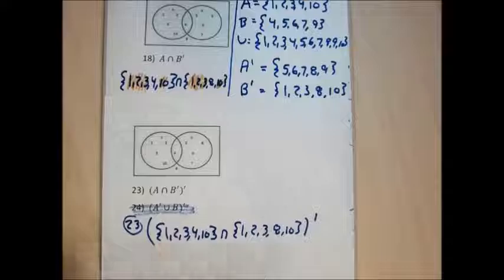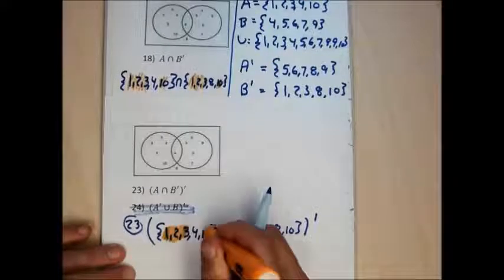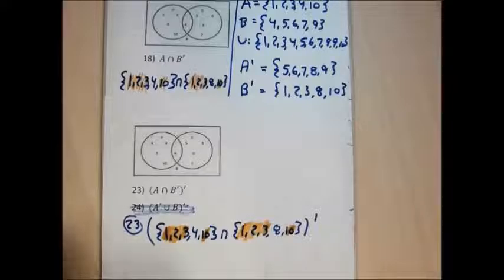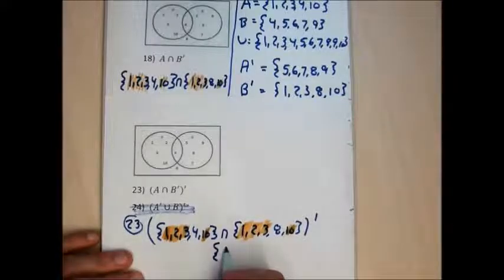When you intersect, you write what the sets have in common, and what these two sets have in common is 1, 2, 3, and 10. So the inside of the parentheses simplifies to the single set containing the numbers 1, 2, 3, and 10.